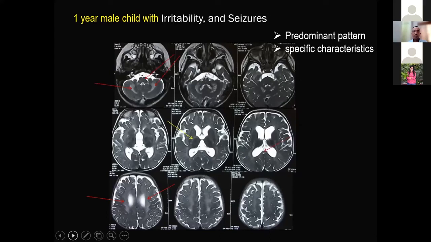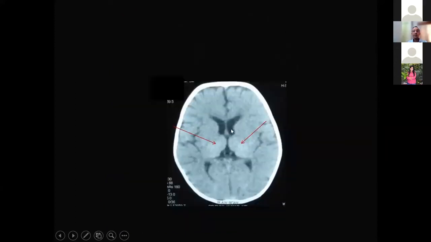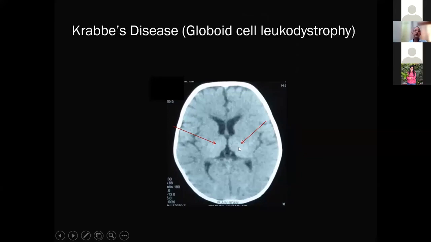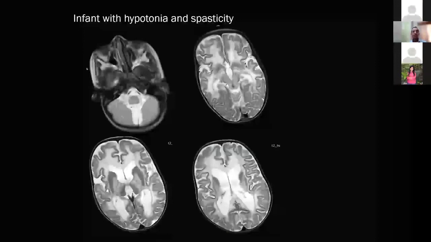There is involvement of the internal capsule and the corpus callosum. But more importantly, the thalami in this case appear more hypointense than the basal ganglia or the cortex. And CT in this patient shows hyperdense thalami, consistent with the diagnosis of Krabbe disease.